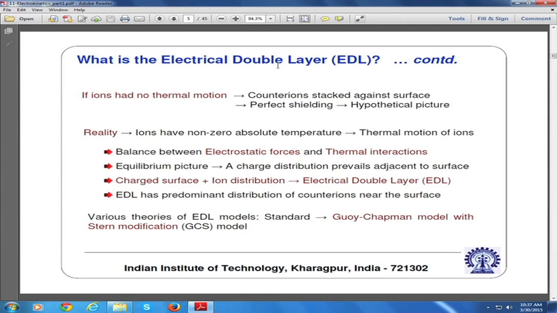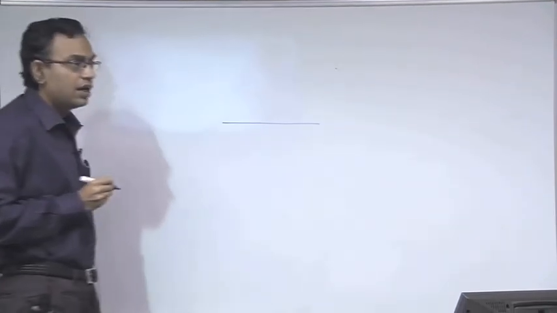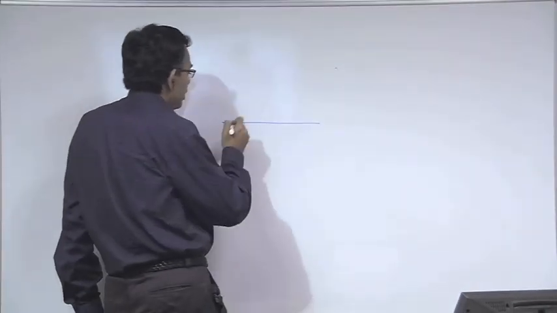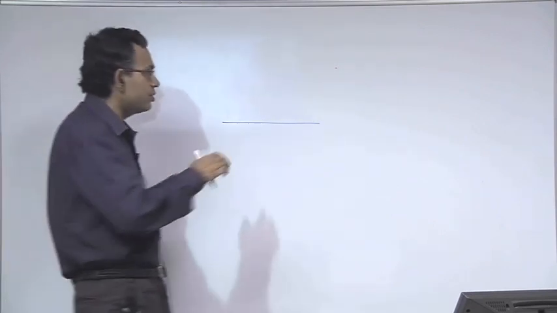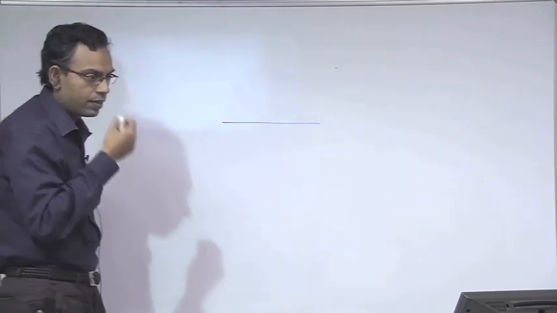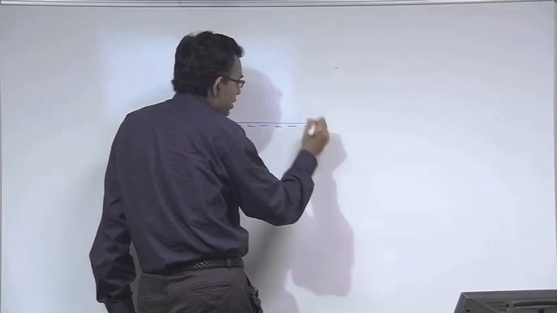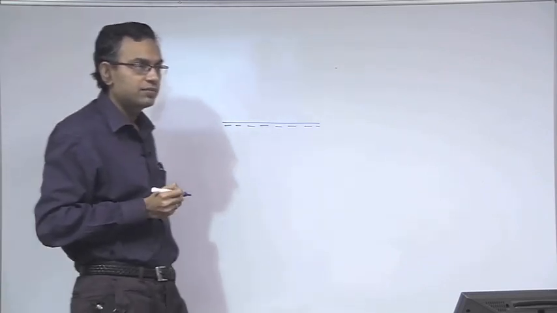Now, there are some more issues about the electrical double layer. I will try to give you a qualitative picture of what we are bothered about. Let us say we have a surface like this. Let us say this is a glass surface. I am talking about a single surface. If there are multiple walls, the same phenomenon will happen at all the walls. So, this surface has, say, because of some ion adsorption, acquired some negative charge.